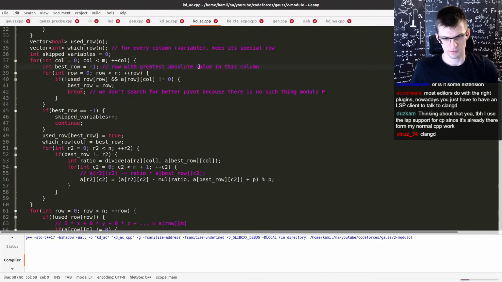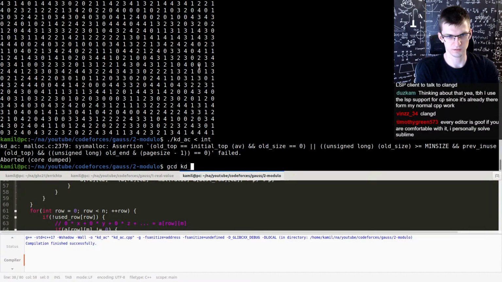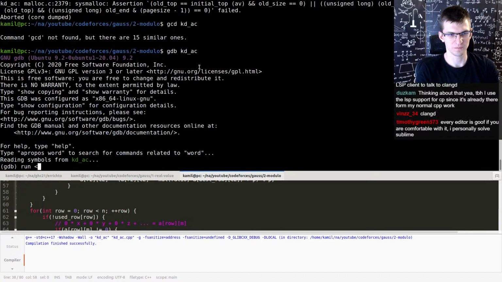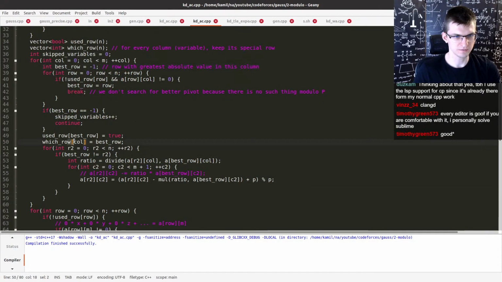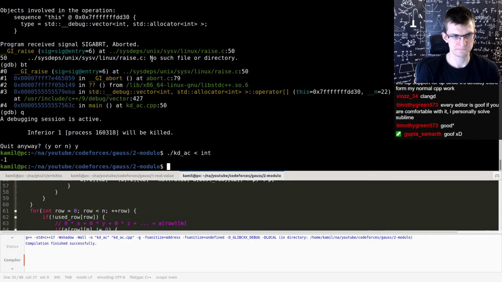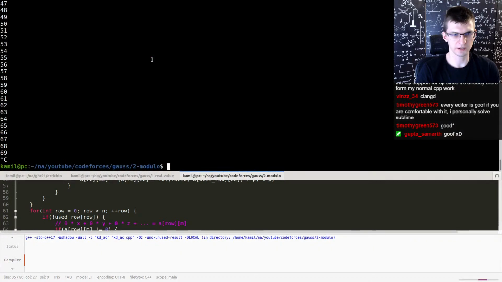All right, let's debug our KDAC. GCD. Line 50. Which row or column? I think that yes, here it used row, which row? This should say M. It's slower because I compiled differently.